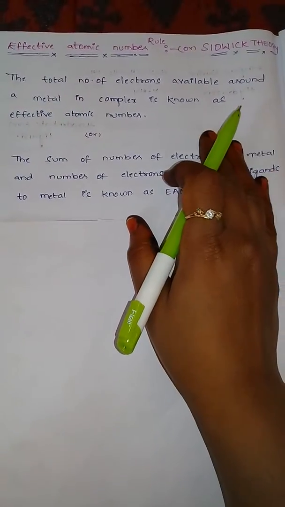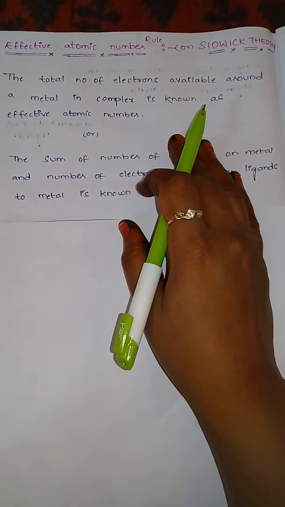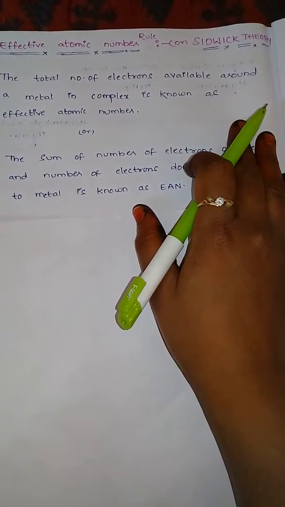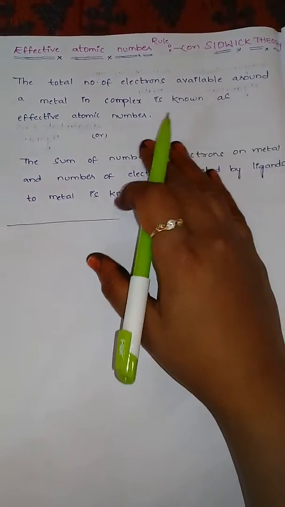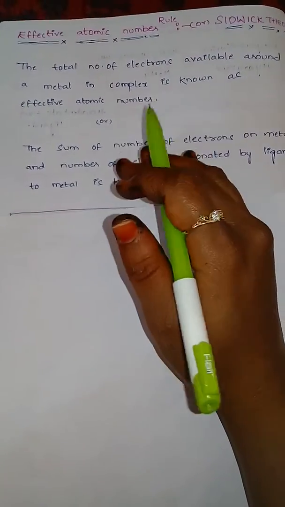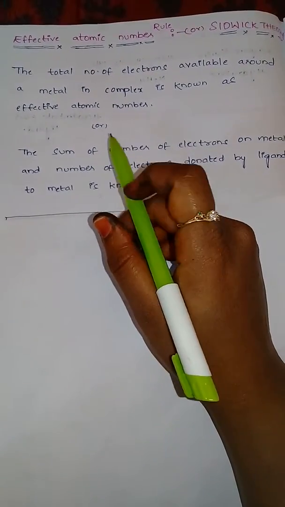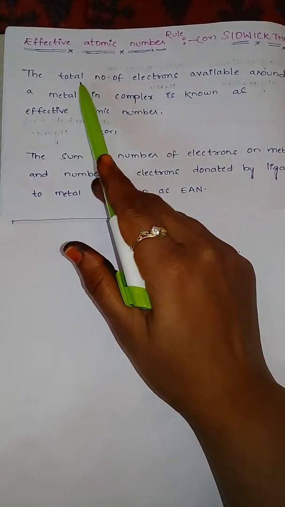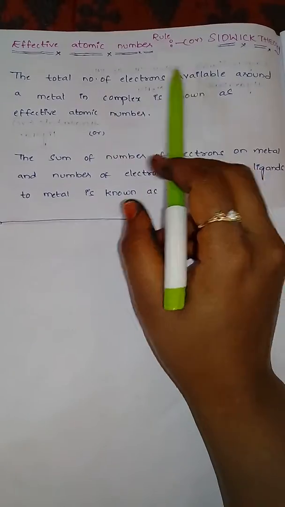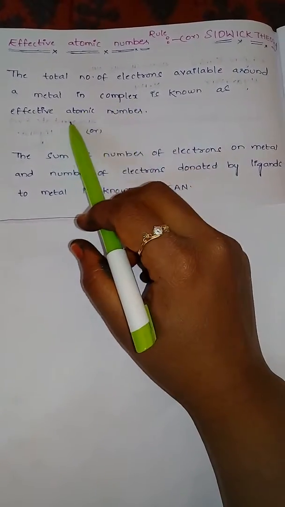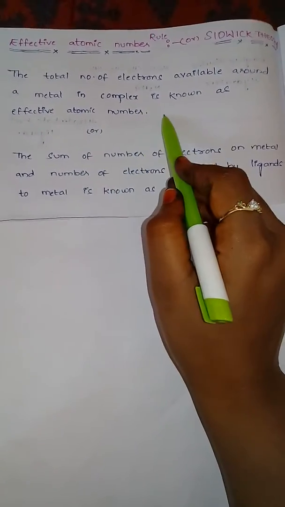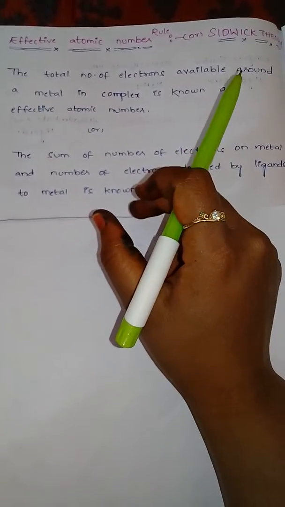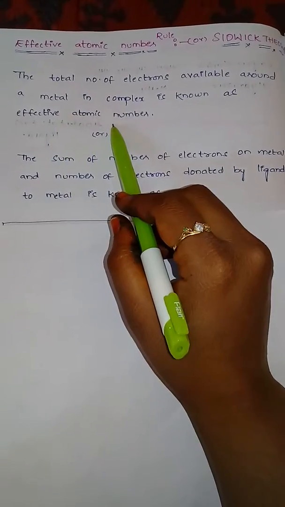In today's session, I am going to explain Sidgwick theory, or the effective atomic number rule, which was proposed by Sidgwick. Before we calculate the effective atomic number of a metal in a complex, we have to know what is meant by effective atomic number. The total number of electrons available around a metal in a complex is known as the effective atomic number.